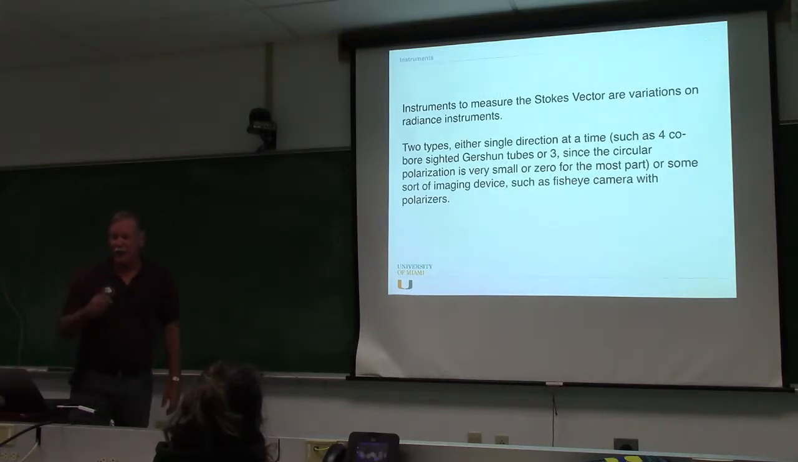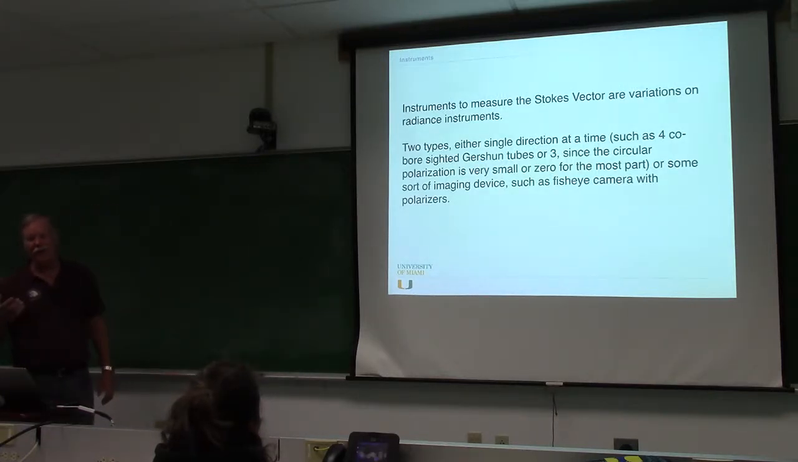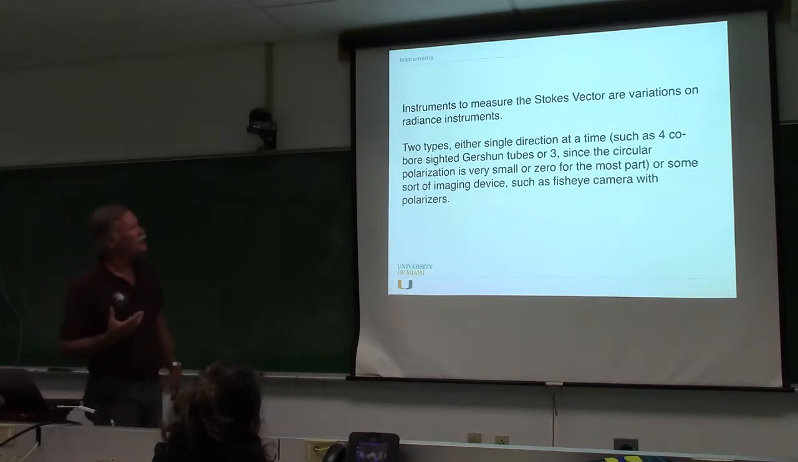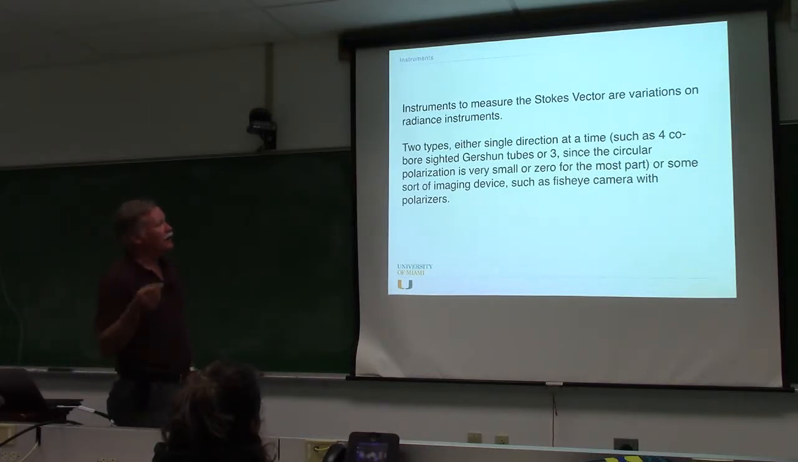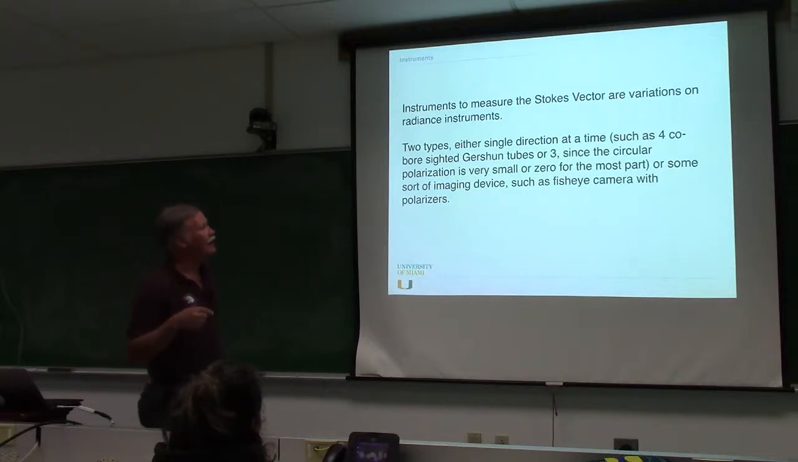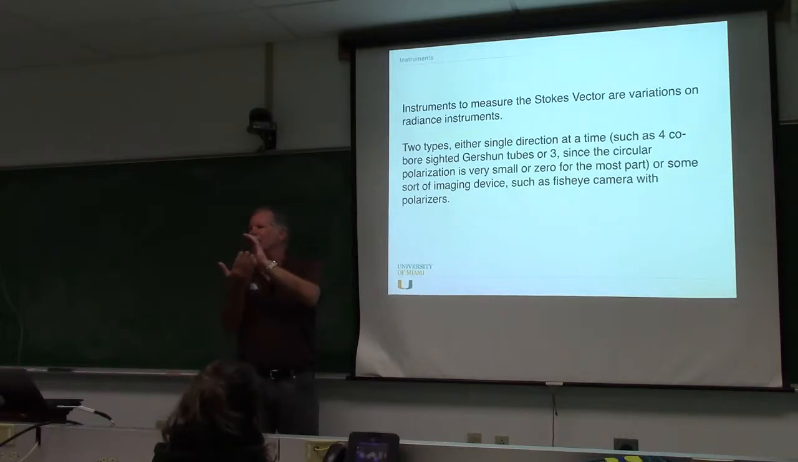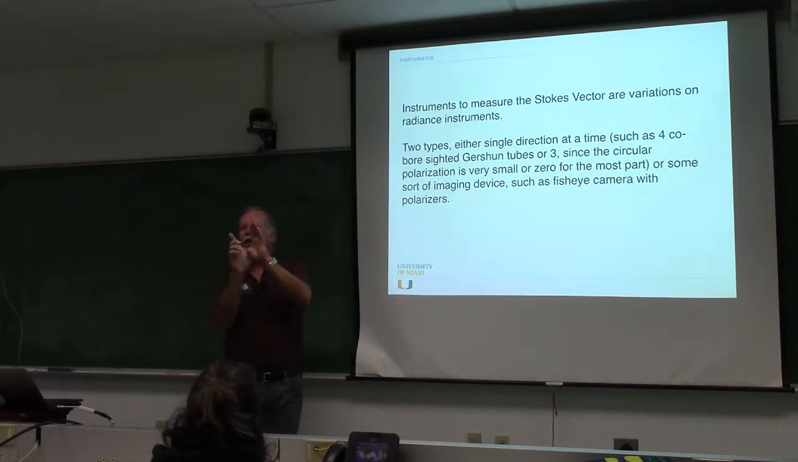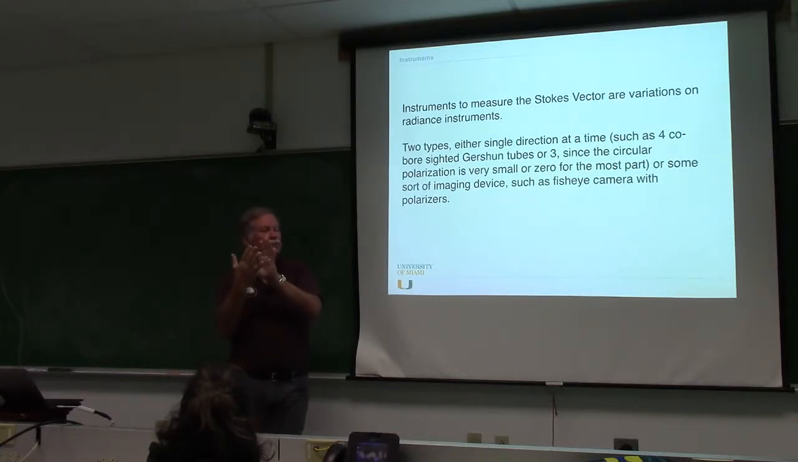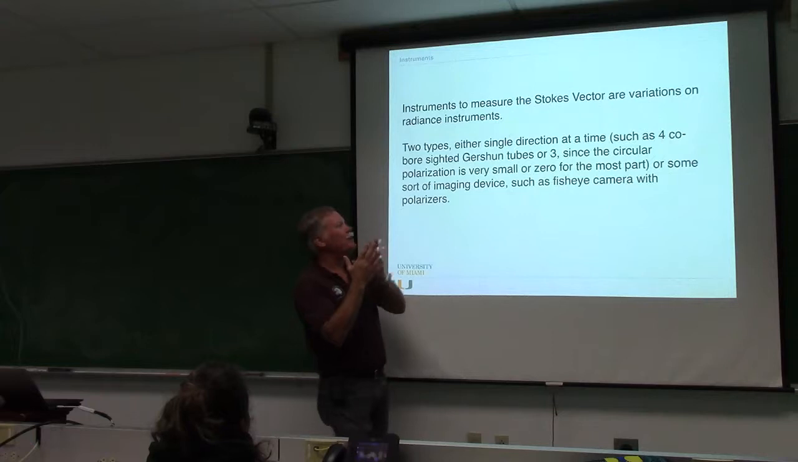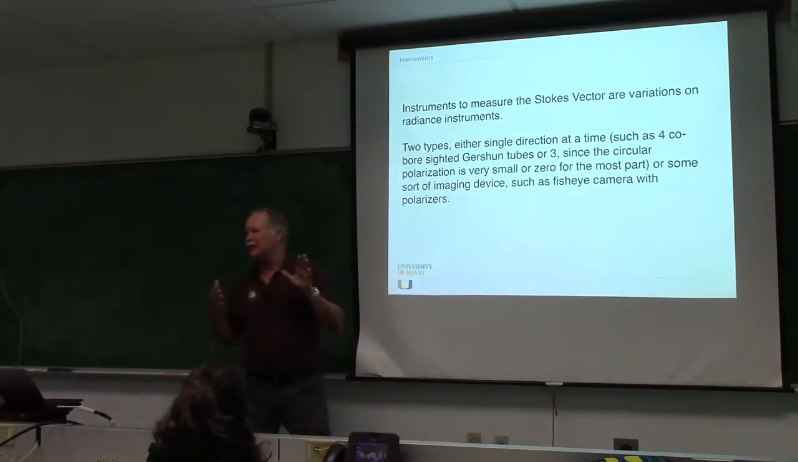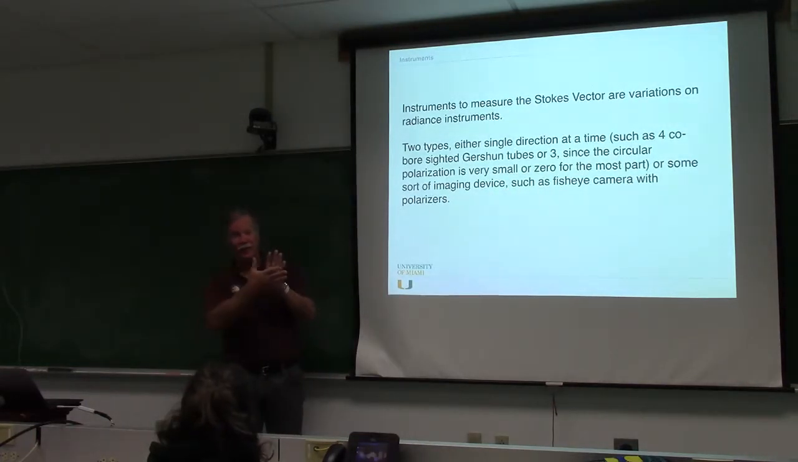Okay, so instruments to measure the Stokes vectors of the light are basically variations on radiance measurement instruments. If you remember, I talked about those the other day. You can either have like 4 Gershon tubes with different polarizers in front of it, a polarizer this way, a polarizer that way, and a polarizer that way, and then a right circular or left circular polarized analyzer. Usually people would just do 3 because there's very little circular and it's a waste of money to deal with that one.